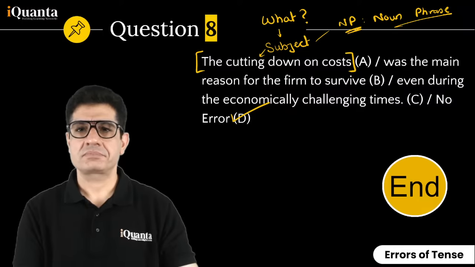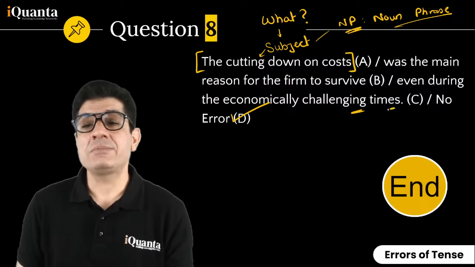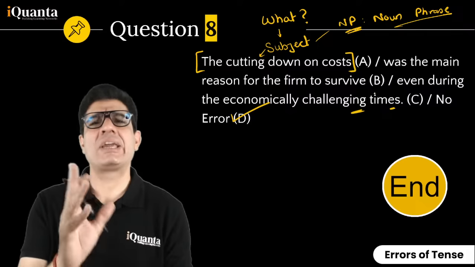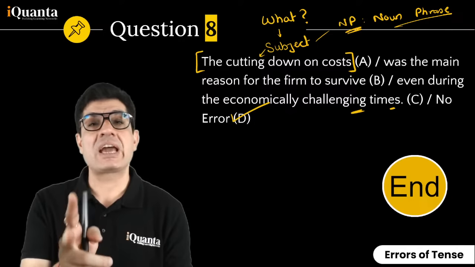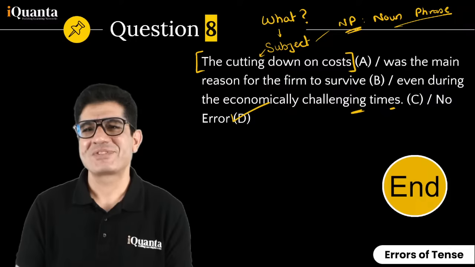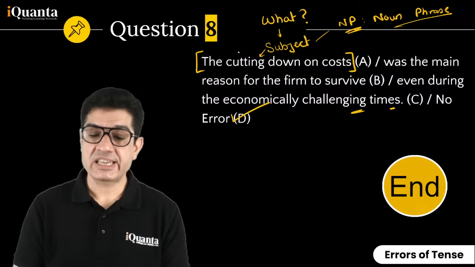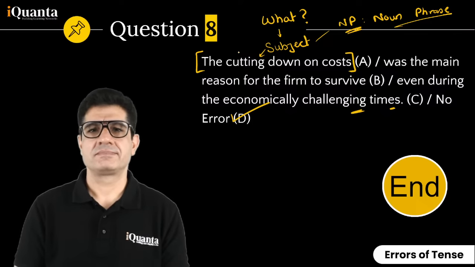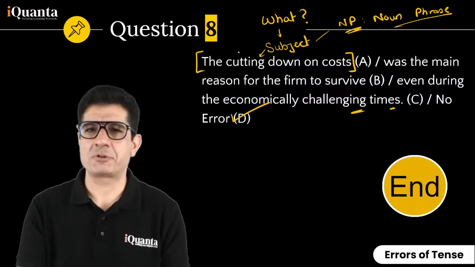So, economically challenging times: times that are difficult are challenging times. Challenged times won't even make sense. I know that the ing form of the verb and the ed form of the verb, both of them can be used as an adjective, but both of them lead to different meanings. In this case, yes, in this case, absolutely yes. It can refer to a specific action taken by the firm.